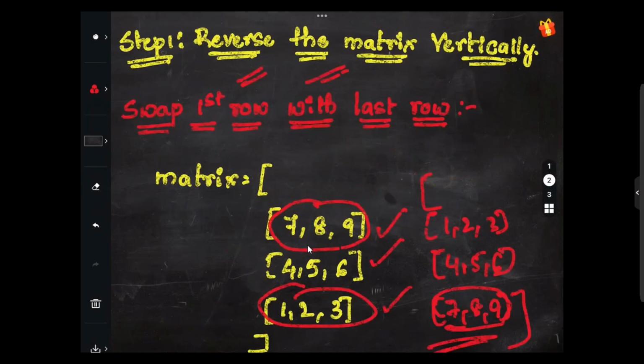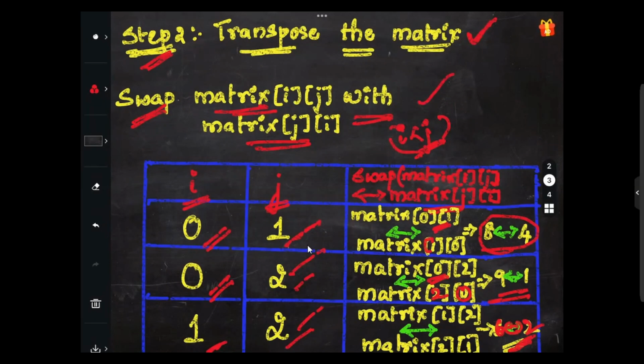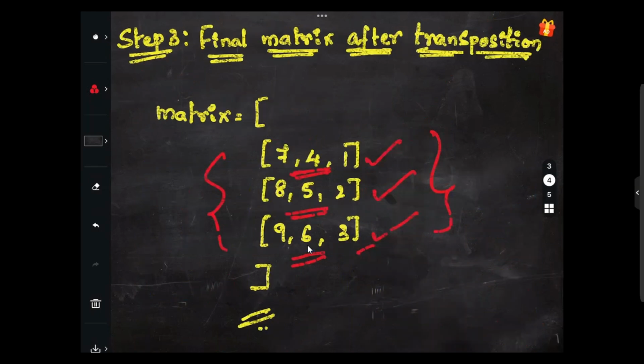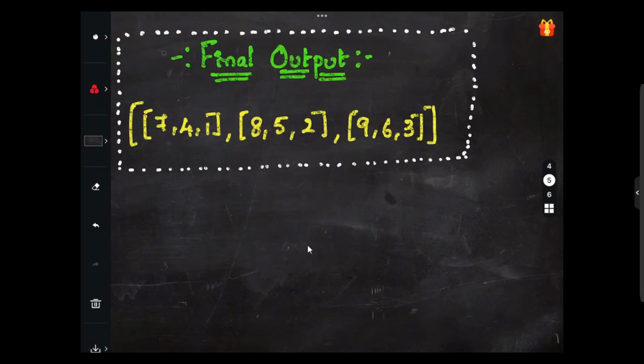So we saw the step-by-step approach, right? Reversing the matrix vertically is the first step, and the second step is we will transpose the matrix. Within transposing the matrix, first we swap the matrix of ij with matrix of ji, where i less than j. The final matrix after transposition, 7 4 1, 8 5 2 and 9 6 3, is equivalent to the output they have given for example 1 in the question. So this works absolutely correct, and this is the approach that we will be going with.